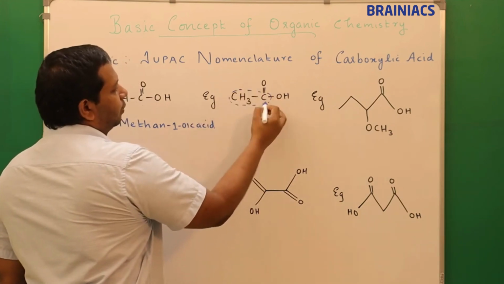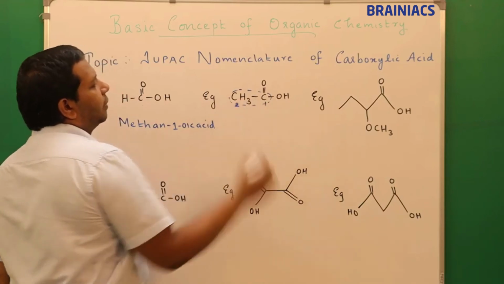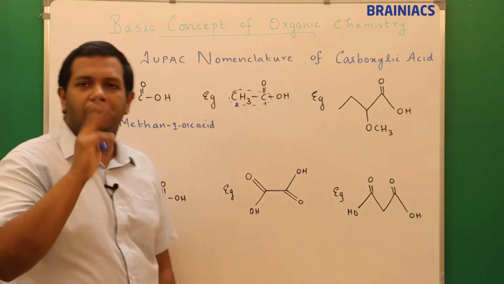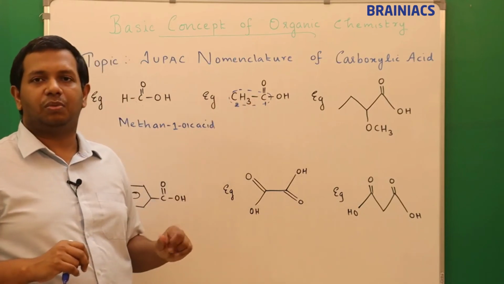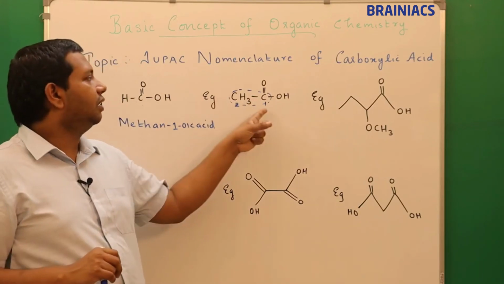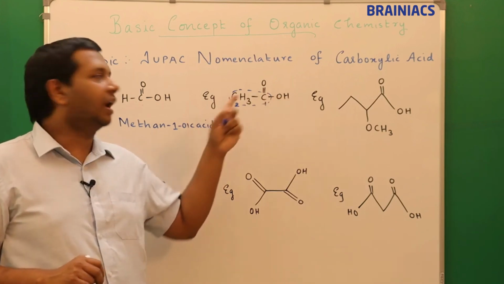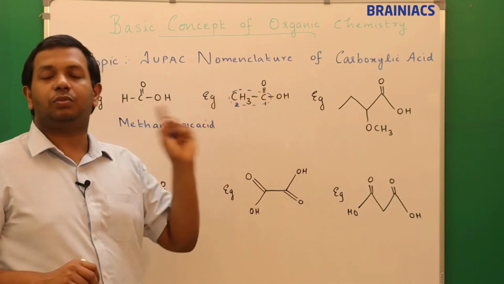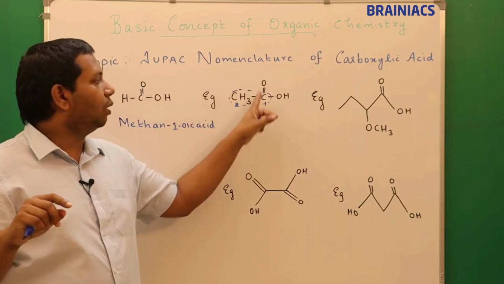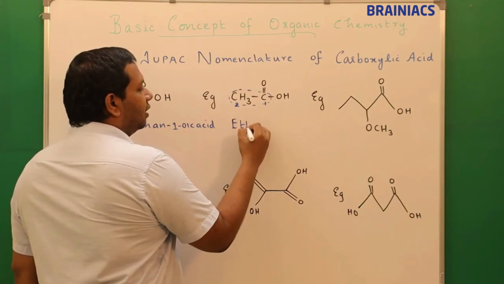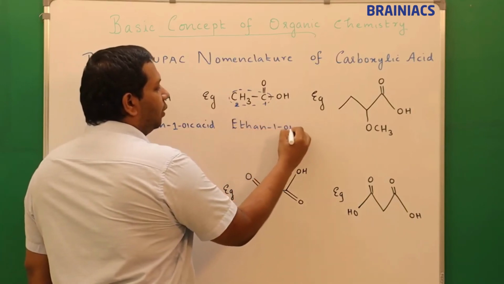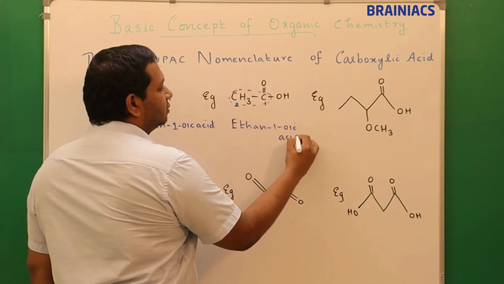Now coming to the next IUPAC name, we know the carbon containing the functional group is my parent chain, correct? So I will put 1 here, 2 here. How many carbon atoms are there in the parent chain? 2 carbon atoms. So we use the term eth, and these are connected through a single bond. So ethane, correct? Then the acid is at the first position, and that carbon is included in the parent chain. So we use the term ethane 1 oic acid or ethanoic acid. Both are correct.